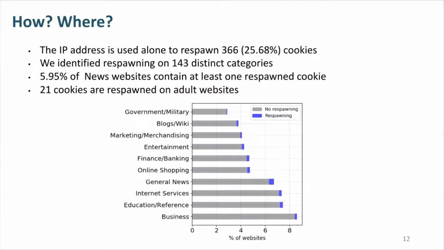We categorized the websites where we detected respawning, and we found that respawning is happening on over 140 distinct categories. News websites is the top category of websites including cookie respawning. In fact, among the visited websites, 5.95% of news websites contained at least one respawned cookie. Finally, we found that respawning is also happening on sensitive websites such as adult websites. We detected 21 cookie instances that are respawned on such websites.